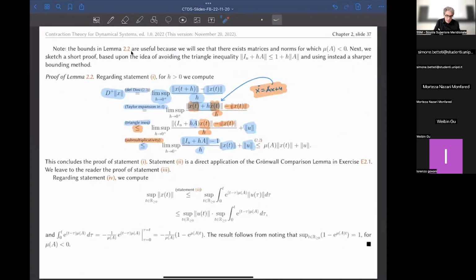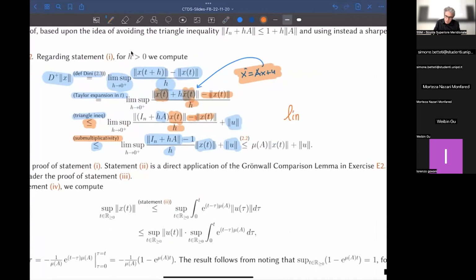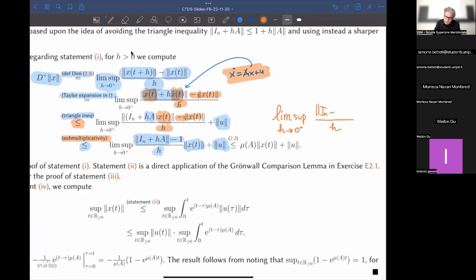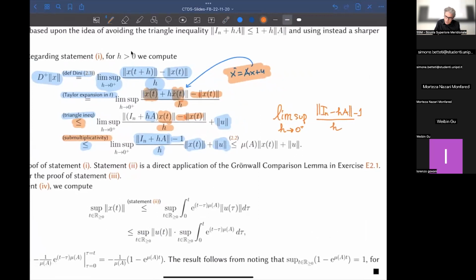So now you see this weird quantity: the lim sup with respect to h going to 0 plus, of 1 over h times the induced norm of In plus hA, minus 1. This is what's defined to be the log norm of A. That's by definition. It's really a derivative. It's the derivative of the induced norm at the identity in the direction A.